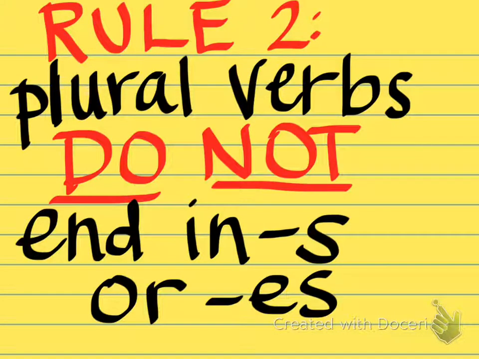Rule number 2. Plural verbs do not end in s or es. Like I said before, this stands in contrast to what I just said about a plural subject or a plural noun. We know that plural nouns end in s or es, while plural verbs do not. Let's take a look at some examples.